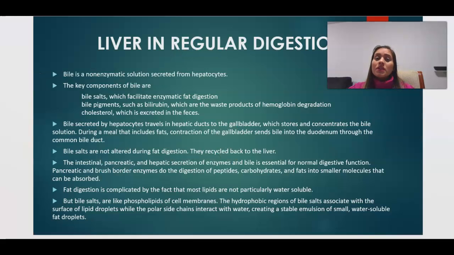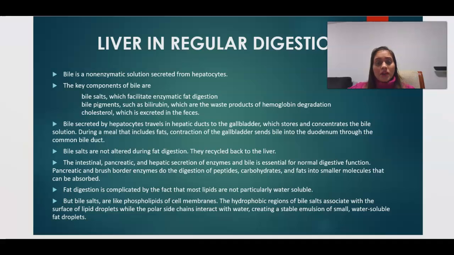When we talk about the liver in regulating digestion, the main point is the secretion of bile. Bile is a non-enzymatic solution secreted from hepatocytes. The key components of bile are bile salts, bile pigments, and cholesterol. Bile salts facilitate enzymatic fat digestion. Bile pigments such as bilirubin are the waste products of hemoglobin degradation. Cholesterol is excreted in the feces.